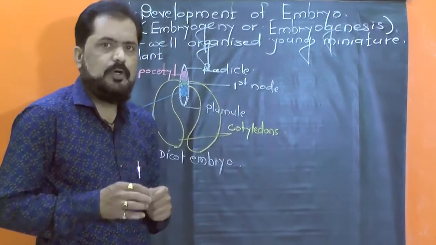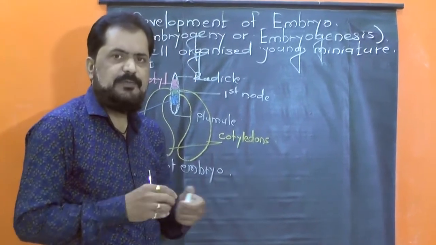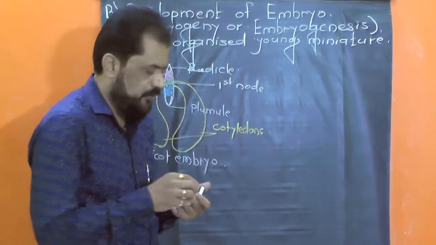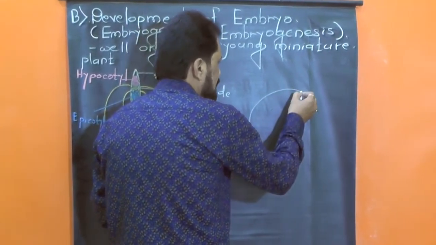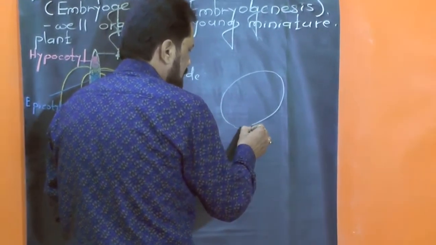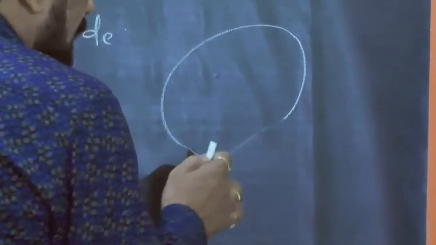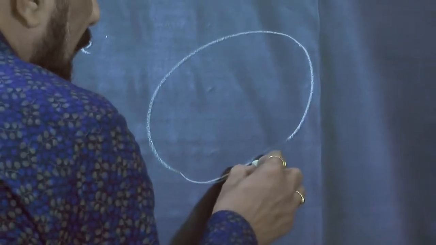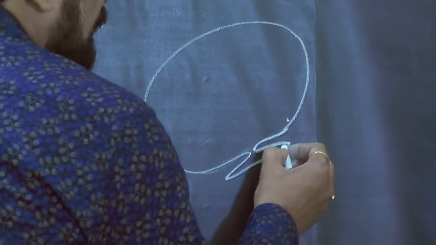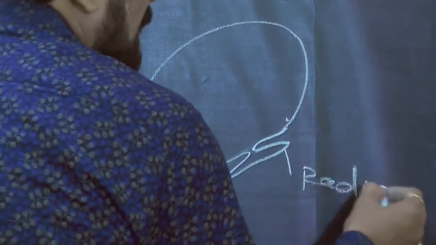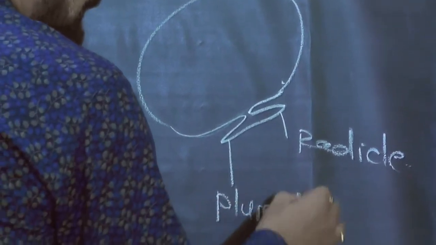Now I am going to draw the diagram of the monocot embryo. The name itself indicates there is a single cotyledon. Let me draw. Here in the monocot embryo there is a single cotyledon present at one side, and here is the embryonal axis, whose one end as usual represents the radicle and the other end represents the plumule.